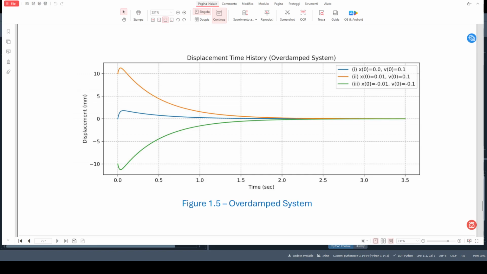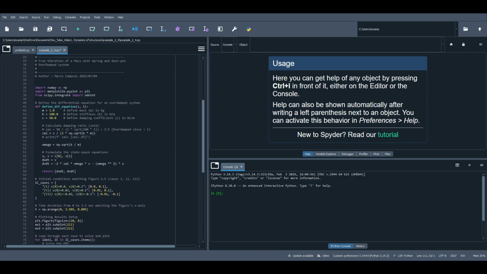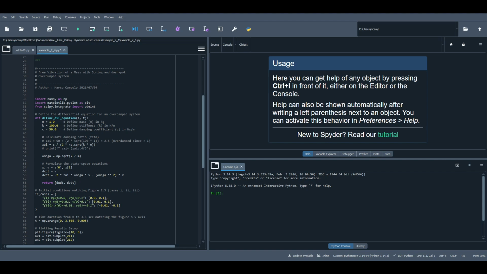Okay, now we can implement the equation and the solution with Python code. So, okay, we can see line by line. In line 38, there is the import of the libraries.